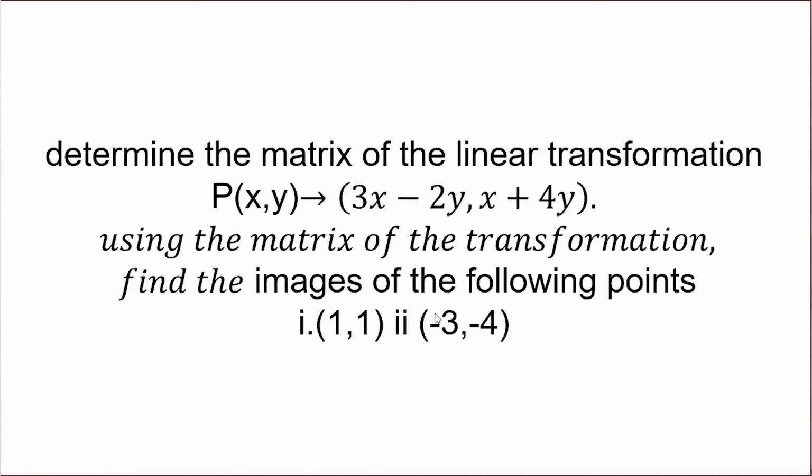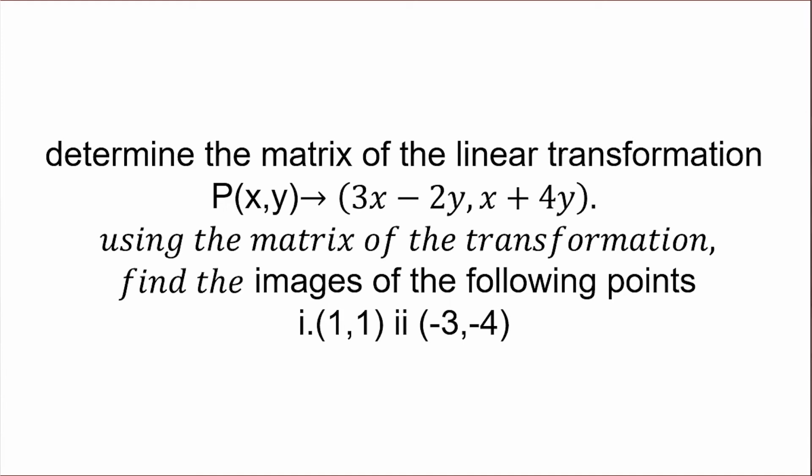Here, determine the matrix of the linear transformation P(x, y) = (3x - 2y, x + y). Using the matrix of the transformation, find the images of the following points. First, (1, 1).